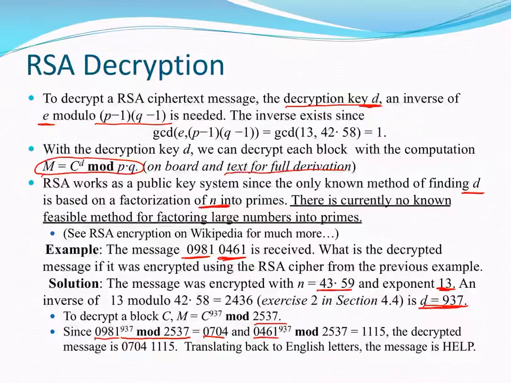The same thing with 0461 raised to the 937 mod 2537 gives me 1115. Then I can translate those back into HELP and get my decrypted message. And again, the key d is kept private. It is not shared.